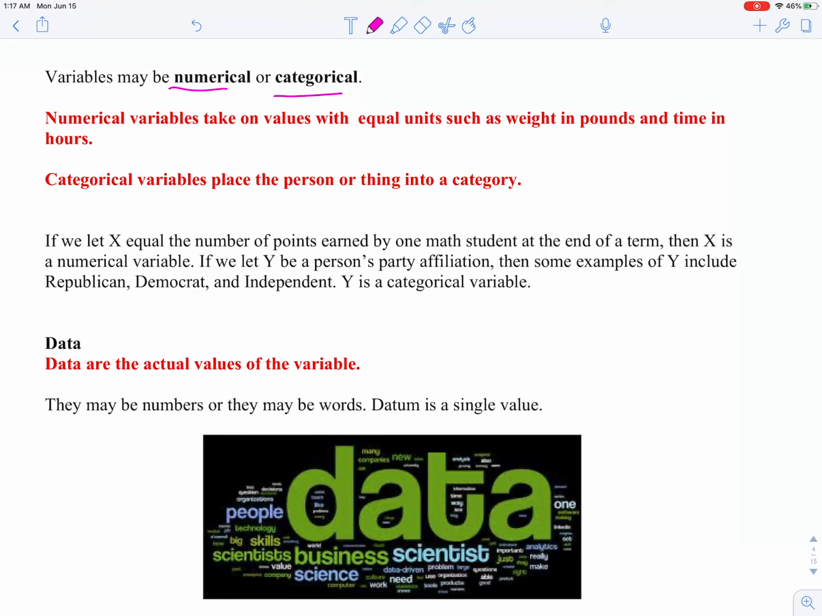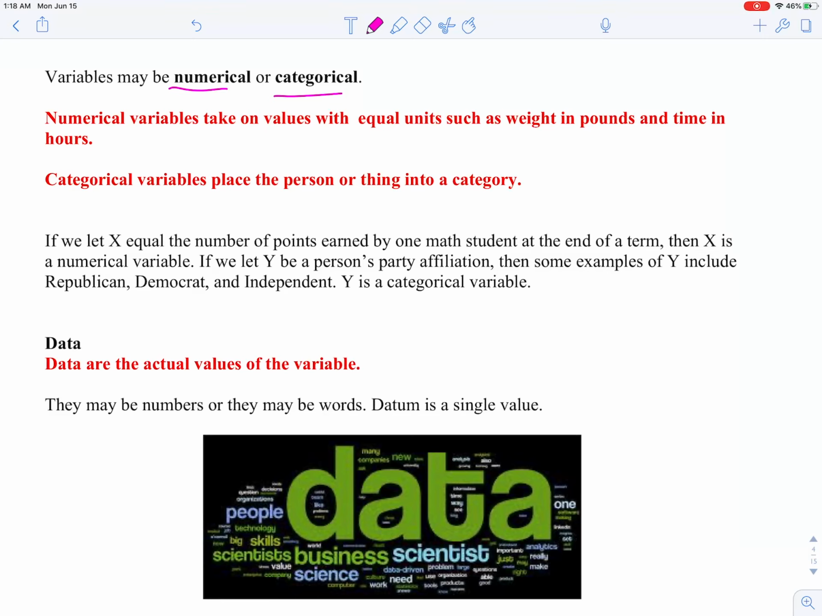Then we have categorical. You see in the word categorical, we see the word category. So these are things that describe. Categorical variables place the person or thing into a category. You have cars, trucks, vans, SUVs, etc. Those are categories. They're not numerical, but they do describe the groups of data.